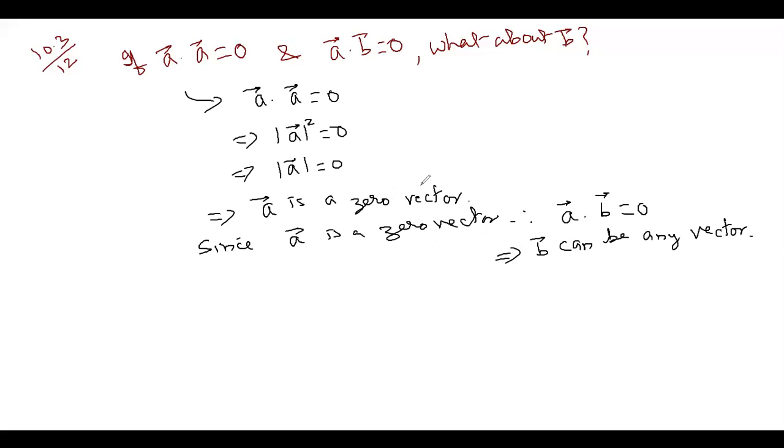Because A is already 0, when you multiply 0 with any vector, you will get 0. So that means B can be taken as any vector.